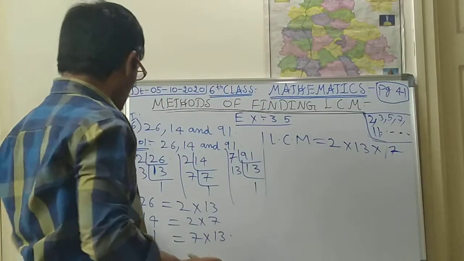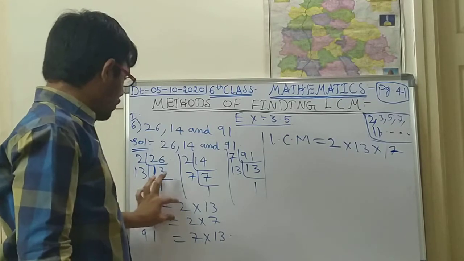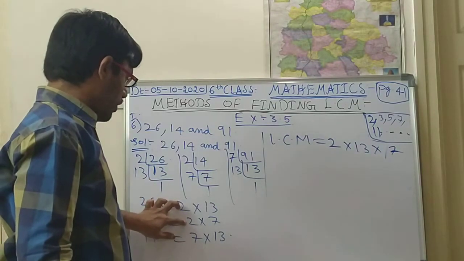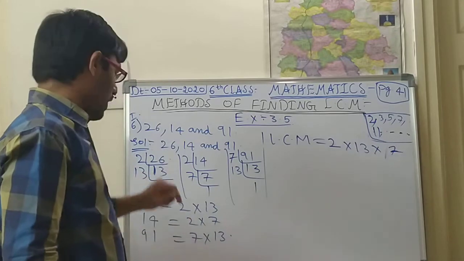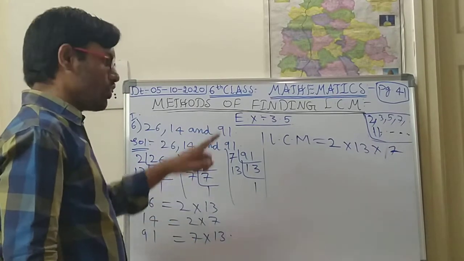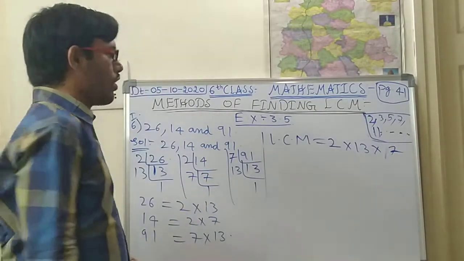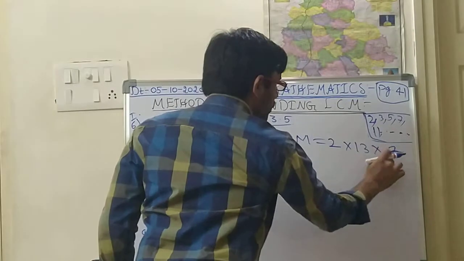Okay, common order. In the two numbers common means you should take only one. If there are any three common numbers, you should take that one. In the two numbers also common means you should take only one. Okay, so 2 into 13 into 7.